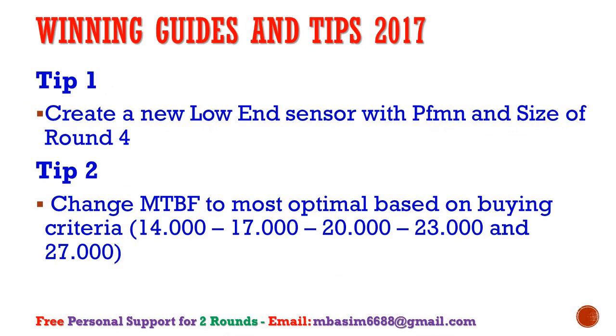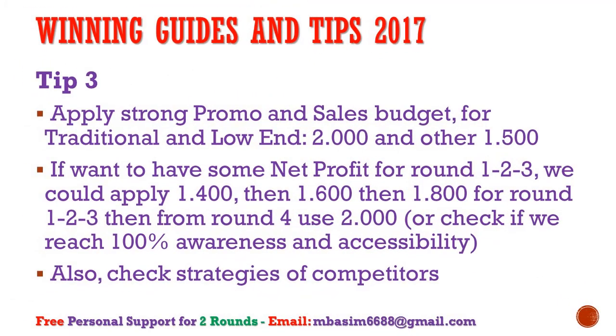To win the game, tip number one: we create a new low-end sensor with performance insights of round 4, and we also change the mean time before failure to the most optimal based on the buying criteria of the customer: 14,000, 17,000, 20,000, 23,000 and 27,000.